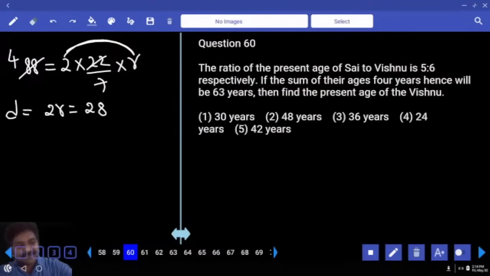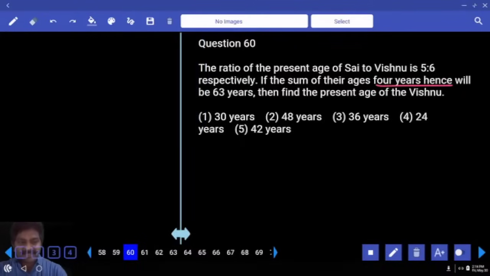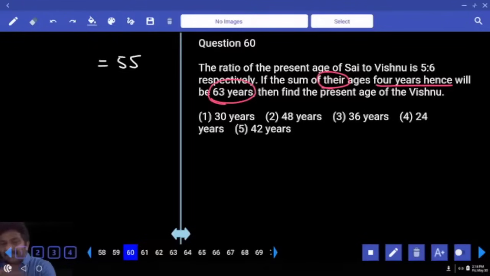The ratio of the ages of Sai to Vishnu is 5:6 respectively. The sum of their ages 4 years hence. Their meaning how many people? So from present to after 4 years, for each person, how many years do we have to add? For 2 members, after adding 8 years, it becomes 63. Then before adding, 55. So the sum of their ages is 55 only. The sum of their ages is 11 parts. 11 how many times? The question is to identify Vishnu's age, 6 parts. 6 into 5, 30.